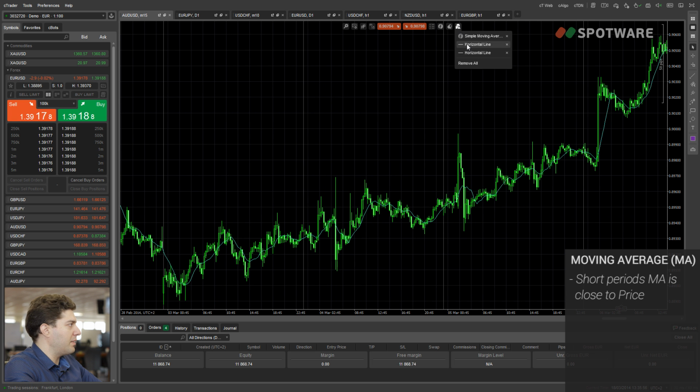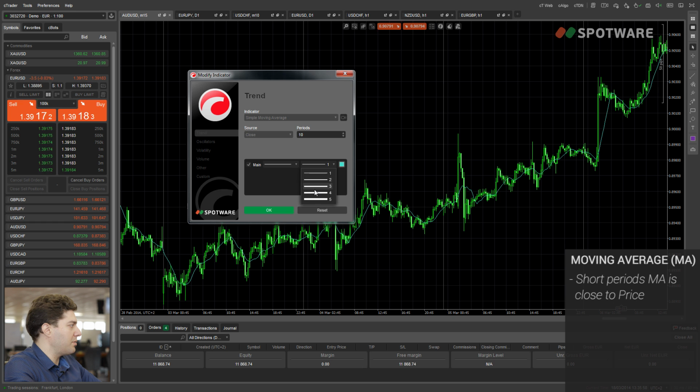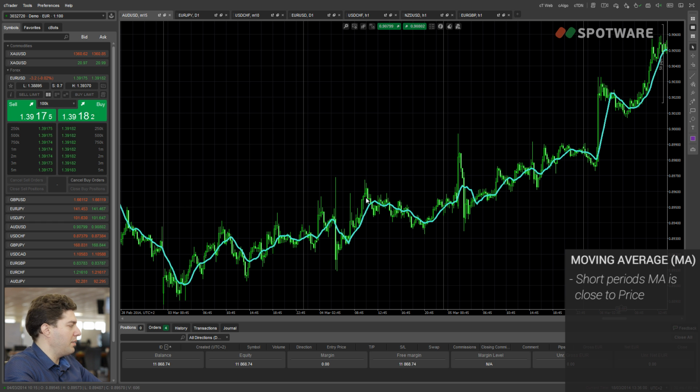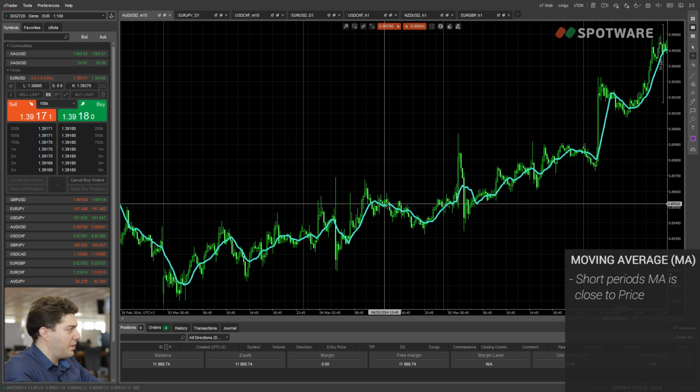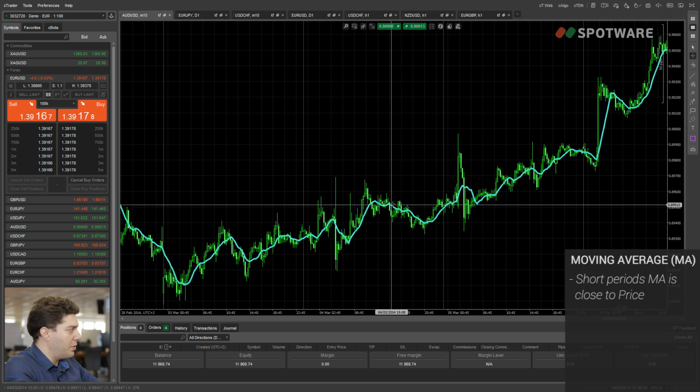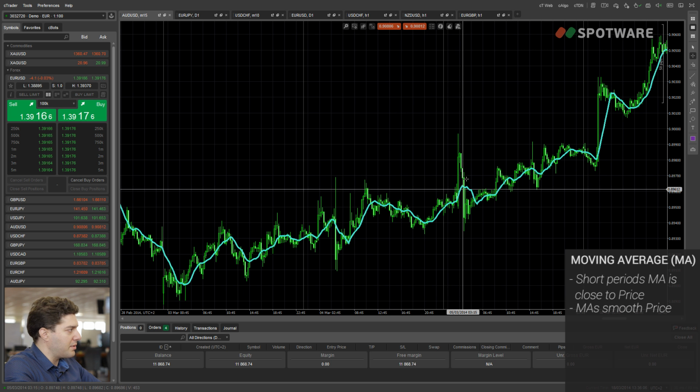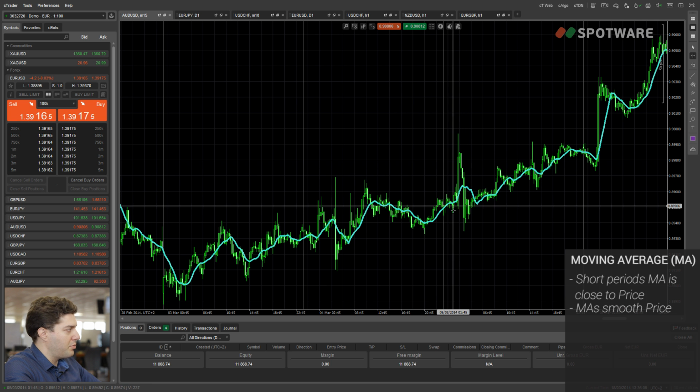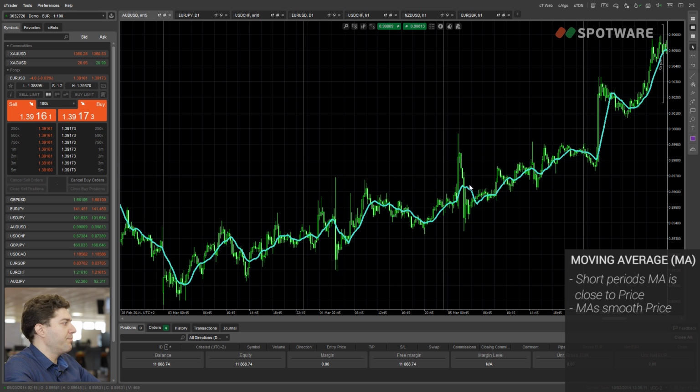Let me make it a bit fatter for you to see. You can do that in cTrader, select a fatter line. Okay. What this does now, it helps me see where the price is going without taking into account all the spikes. You see this big spike? It's smoothed out by using the moving average. So a short period moving average will be close to the price.